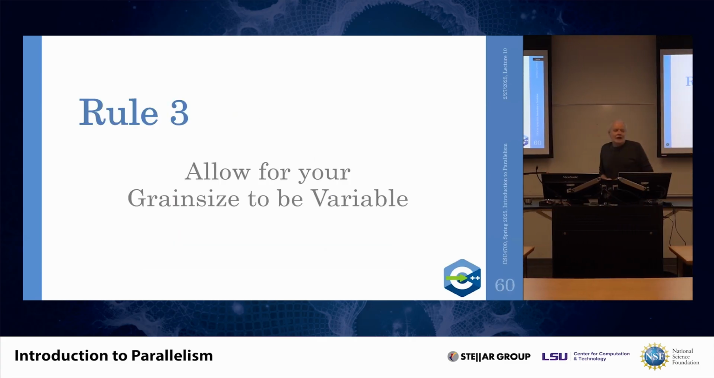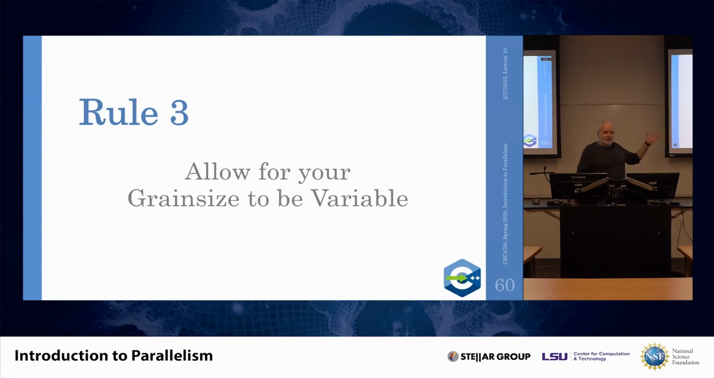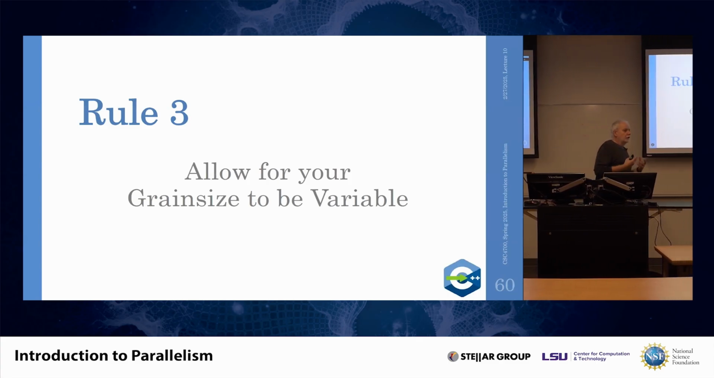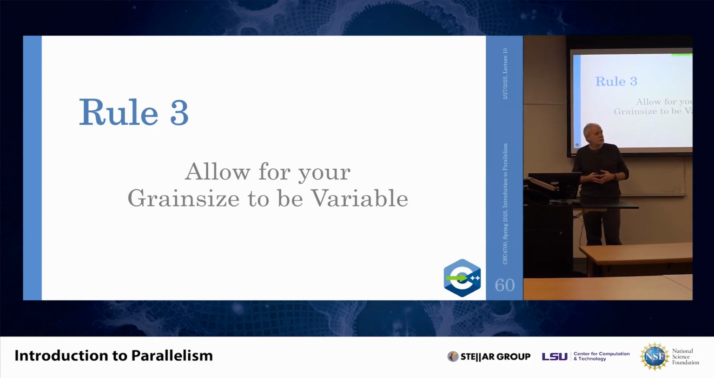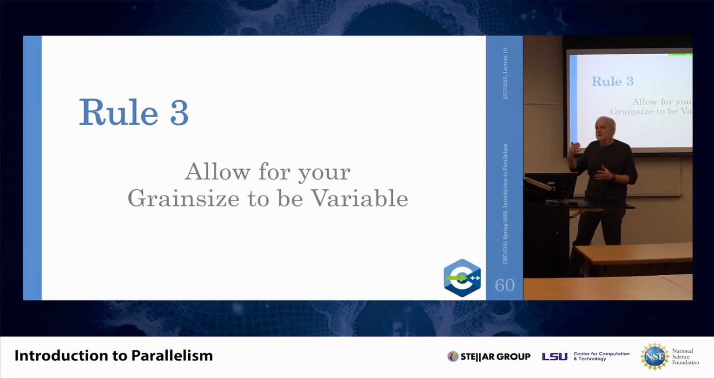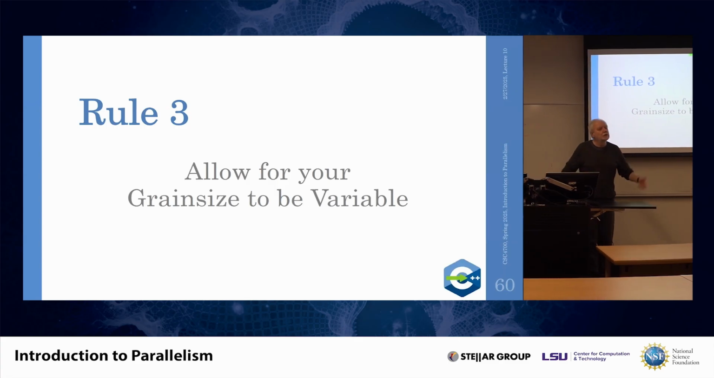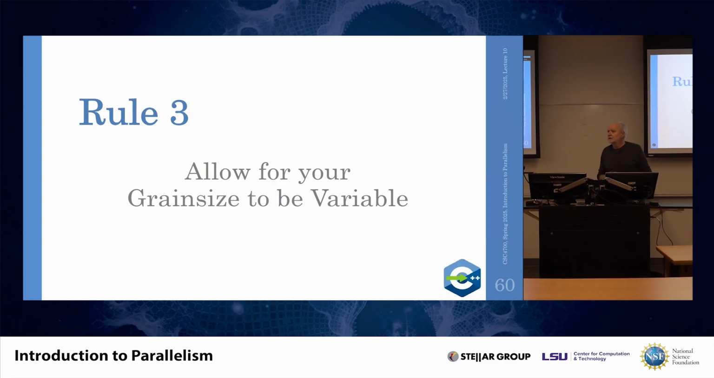Rule 3, and that is a basis for all of that, what follows from that graph. Try to allow for the grain size, for the amount of work per thread in your application, to be variable, so that you can at runtime possibly decide what is the best amount of work to put on a single thread so that you can optimize the overall performance.